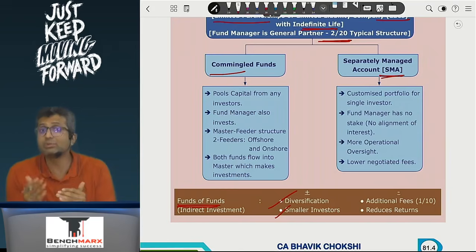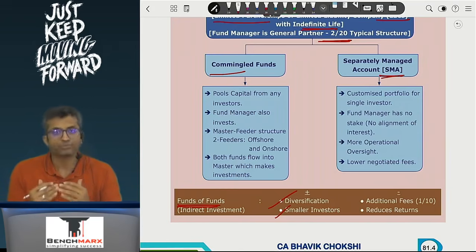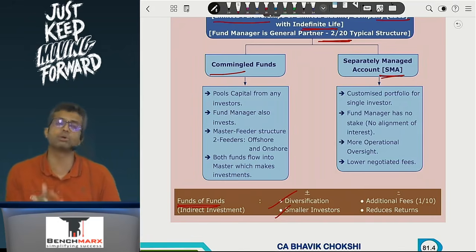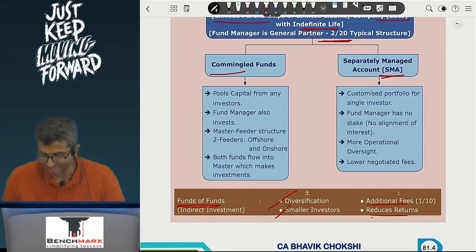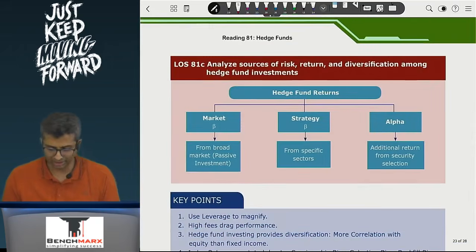However, there will be more fees because the hedge fund will charge their own 2 by 20 fees. The fund of funds over and above that will charge their own 1 by 10 fees, for example. So the additional fees will actually end up reducing the returns significantly.